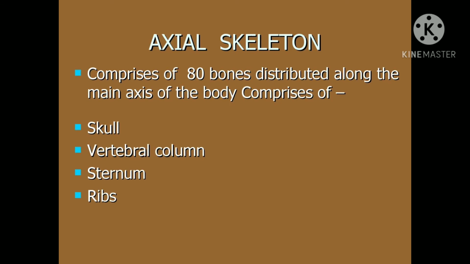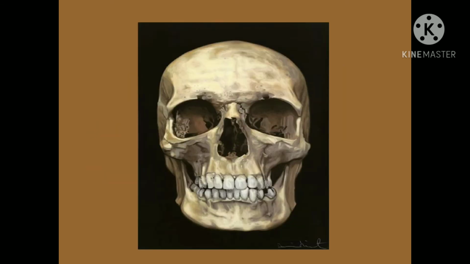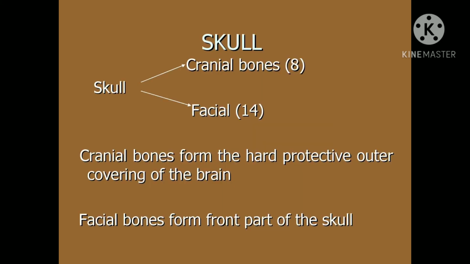So this is a picture of a skull. You can see how ugly our face actually is. This is a picture of the human skull. The skull has 22 bones. Of these, 8 are cranial bones and 14 are facial bones. The cranial bones form the hard protective outer covering of the brain. Facial bones form the front part of the skull. Okay, this is about the skull.